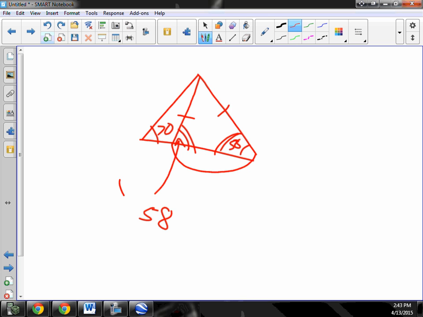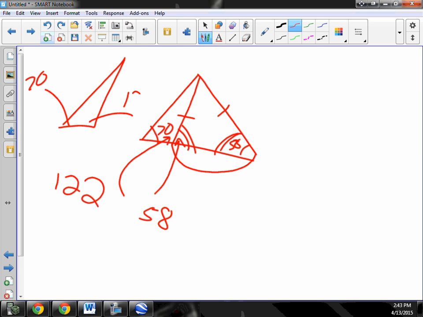No, you're getting close. What's that angle? It's the supplement to 58, which is 122. Can that happen? So I'm looking at this little triangle here. That angle is 70. This angle is 122. Anybody see a problem? That's not a triangle. We've already broken the 180 rule.